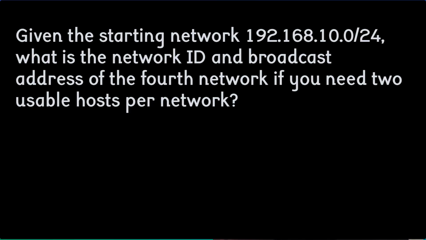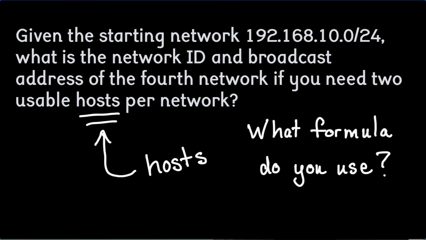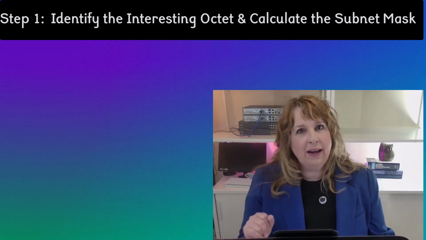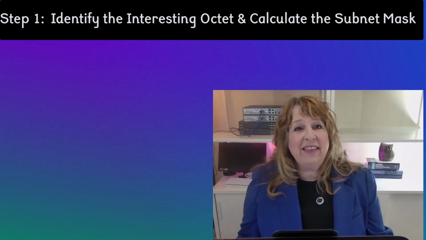All right, let's do a walkthrough here. Here's an actual CCNA-style question. Given the network 192.168.10.0/24, what is the network ID and broadcast address of the 4th network if you need 2 usable hosts per network? Pause right here and try this before I walk through it. Start with step 1 that I hope you wrote down. All right, let's work through it together.